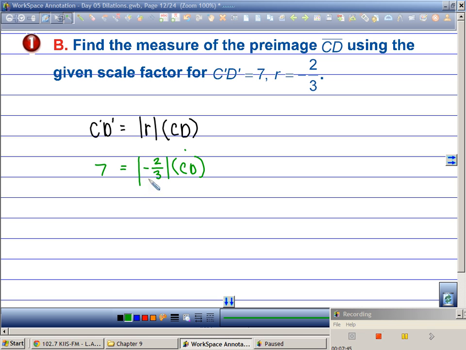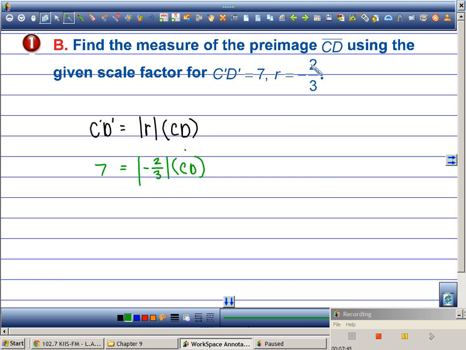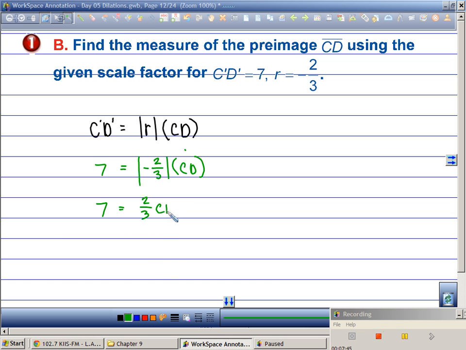So the object's going to get smaller in terms of the center point, but instead of going in the same direction, it's going to go the opposite direction. Okay? So that's why I can say that 7 equals the absolute value. So it's going to make it smaller by 2/3.